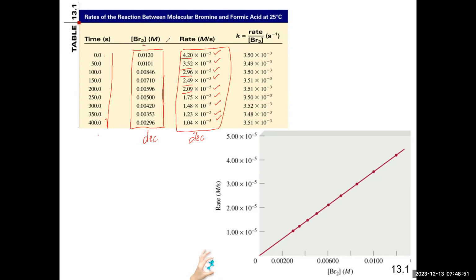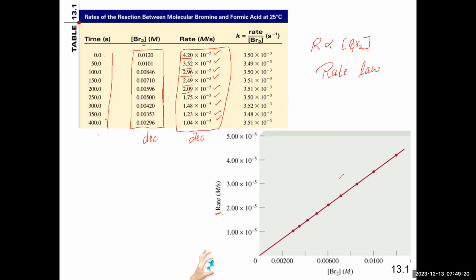So what does it mean? Can I say rate is directly proportional to the concentration of Br2? Can I say that, children? And this is called the rate law. This is the rate law. You make a graph of rate versus Br2. You get a straight line.